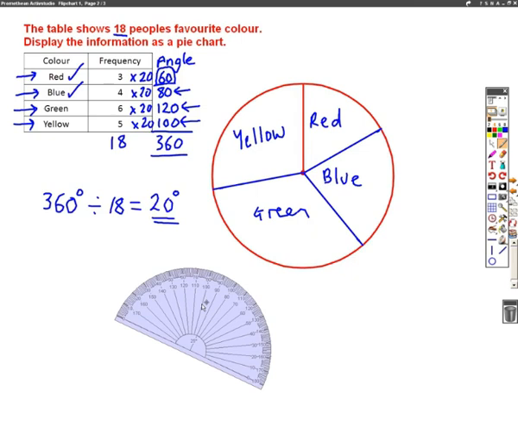The key things to remember are a pie chart adds up to 360 degrees, and you share it between how many people you had altogether, and that tells you the number you're going to use to times by each time.